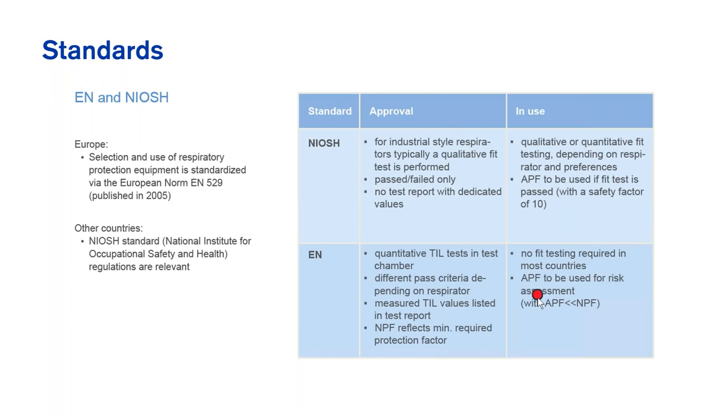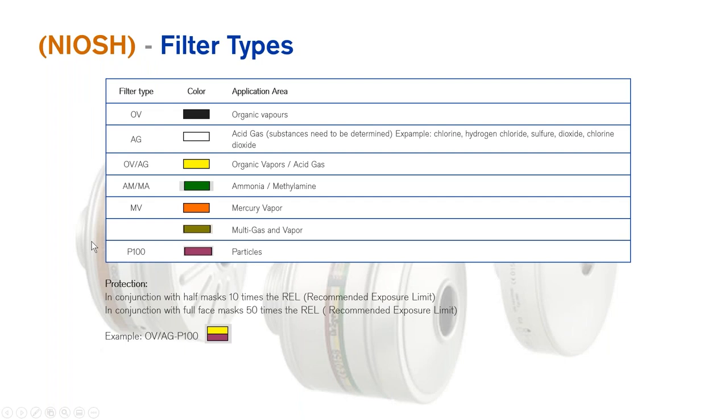For example, in Singapore, even though you are allowed to use both EN and NIOSH, you will still be required to go through a fit test. This applies to some other countries, including Malaysia and Thailand. So that's just a quick difference between the NIOSH and the EN type.